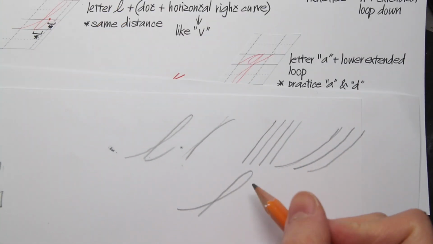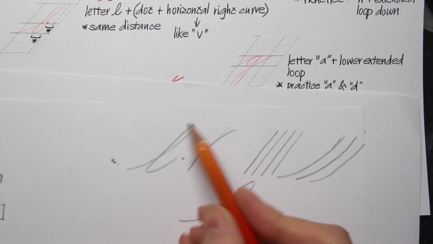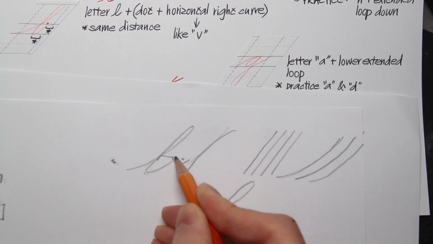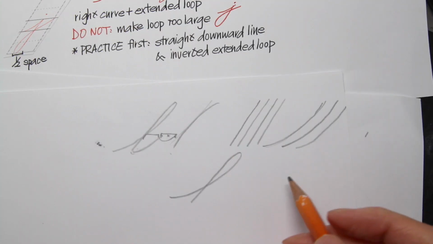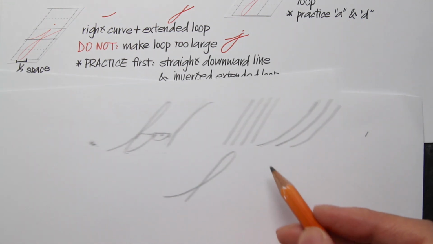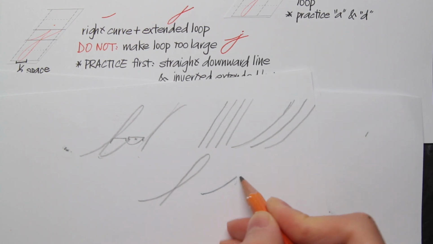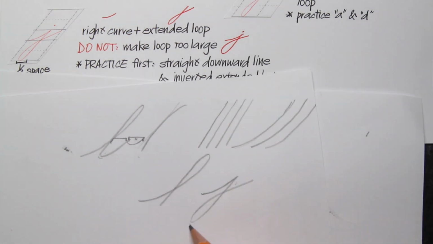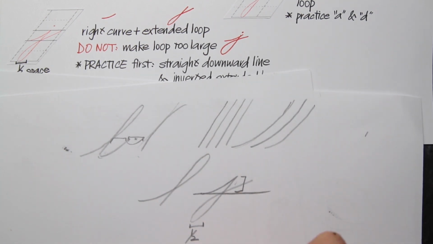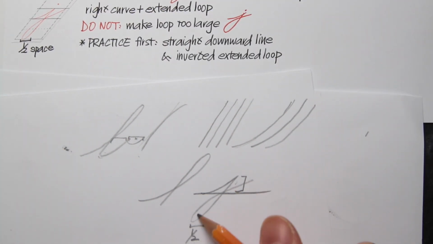Then combine them. The letter B is the letter L with a dot and a horizontal right curve. The distance between here and here is the same. Now we're going to invert our extended loop to the bottom. So in letter J, for example, right curve, extended loop. This should be half a space of your main portion. So do not make your loops too large.